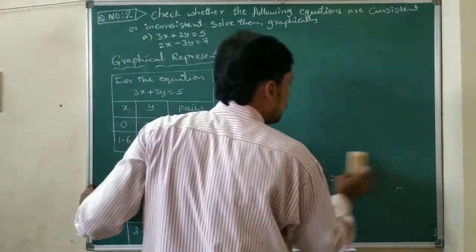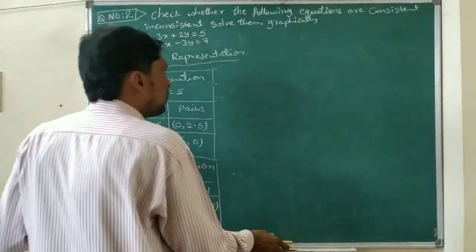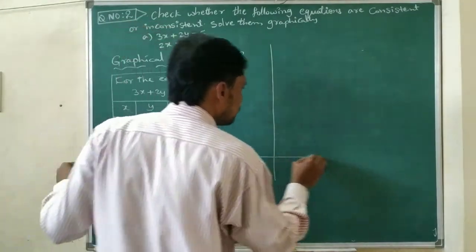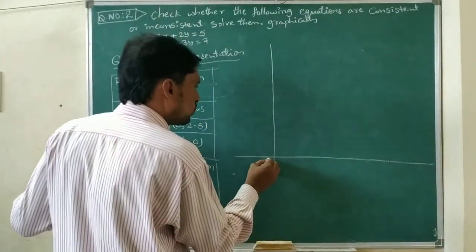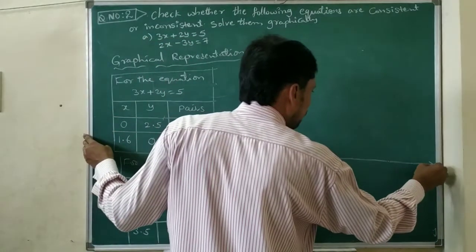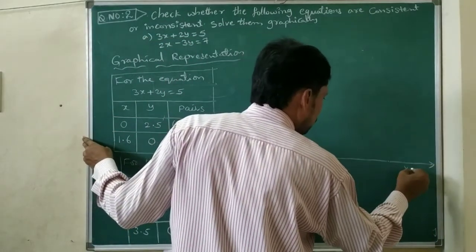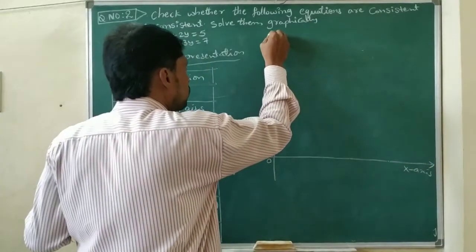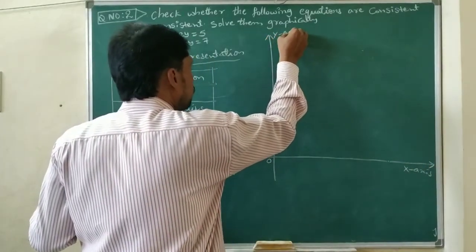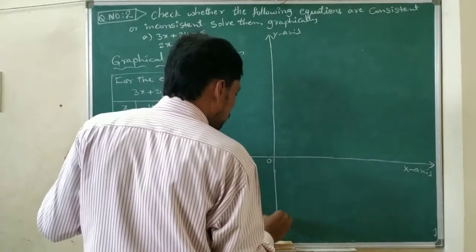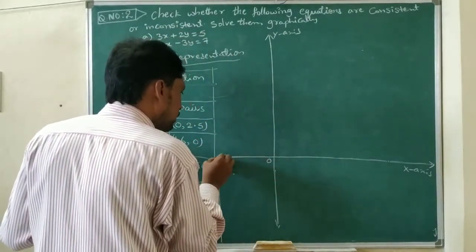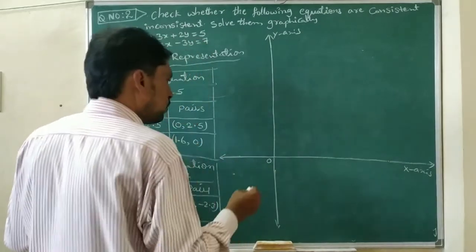Now we need to show it graphically. Now here I am taking a graph sheet. So the intersection point of both axes is 0. 0 right side values are positive values. Above the 0 also it is positive values, and below the 0 it is negative values. Left side of the 0 it is also negative values.